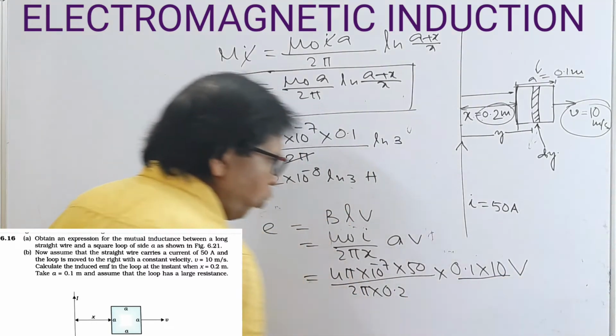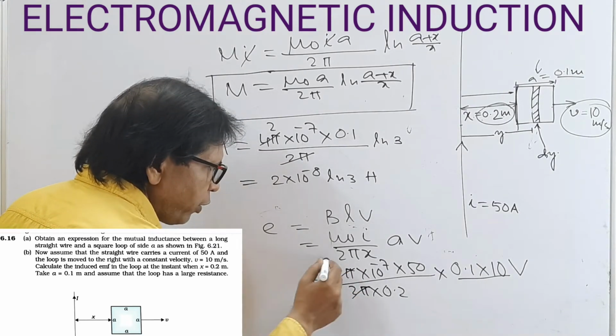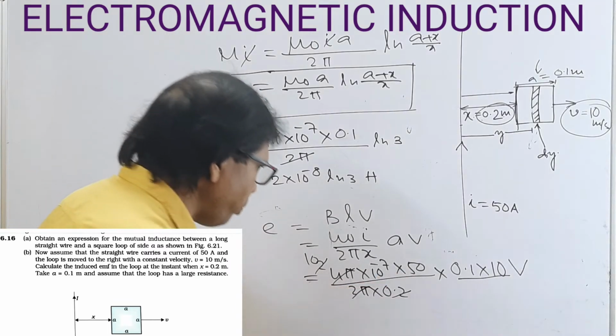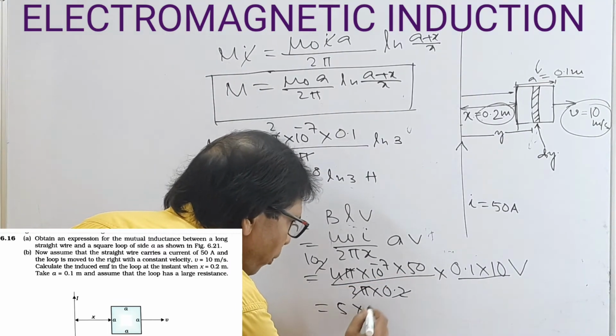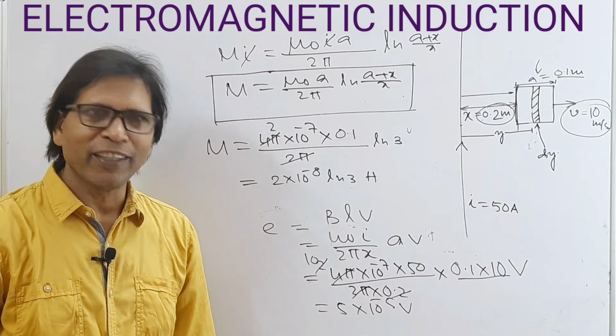Now this is equal to 1. Okay, now look at this, this is the 2, and this is the 10. So look at this, 5 into 10 to the power minus 5 volt is the induced EMF.